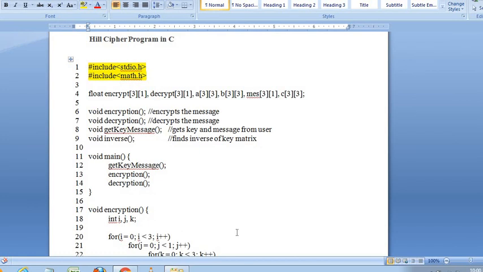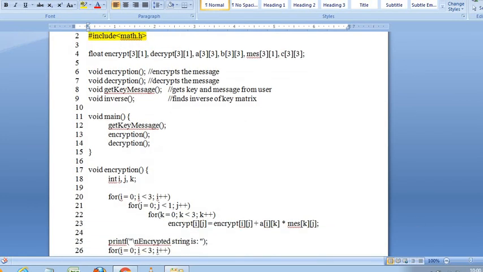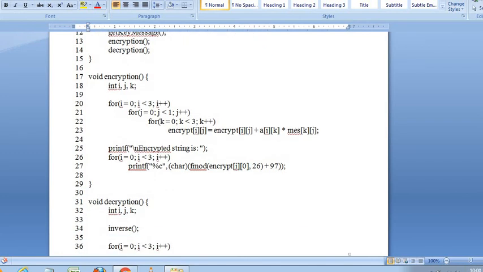Next the encryption function will be called. How does the encryption function work? I already told you in the algorithm and methodology. The encrypted vector is the key matrix multiplied with the plain text, and then the result is divided by 26 for the mod operation. After that, the remainder is taken as the ciphertext. Here the same procedure exists.